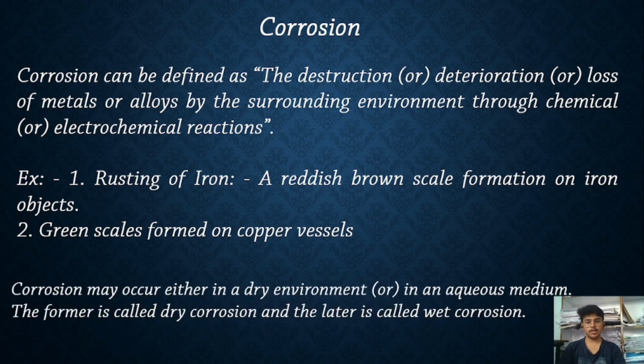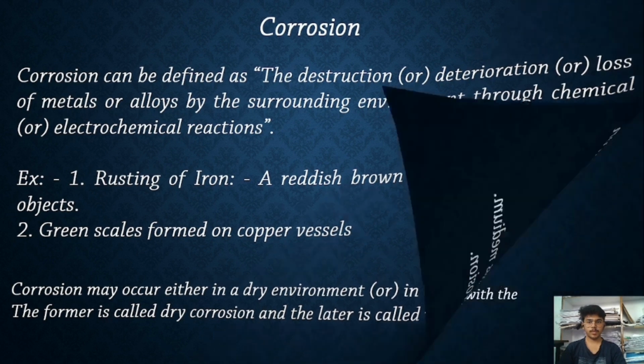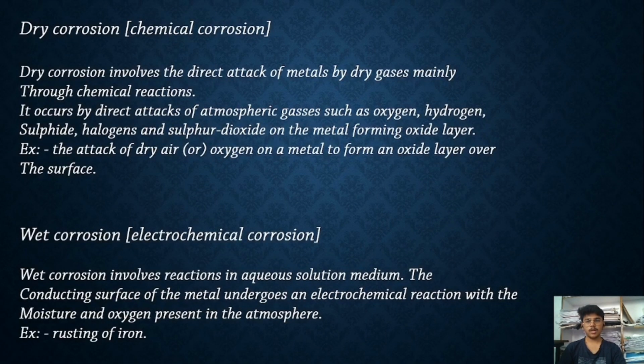Corrosion may occur either in a dry environment or in an aqueous medium. The former is called dry corrosion and the latter is called wet corrosion. What is dry corrosion? Dry corrosion involves the direct attack of metals by dry gases, mainly through chemical reactions. It occurs by direct attack of atmospheric gases such as oxygen, hydrogen sulfide, halogens, and sulfur dioxide on the metal, forming an oxide layer. Example: the attack of dry air or oxygen on a metal to form an oxide layer over the surface.